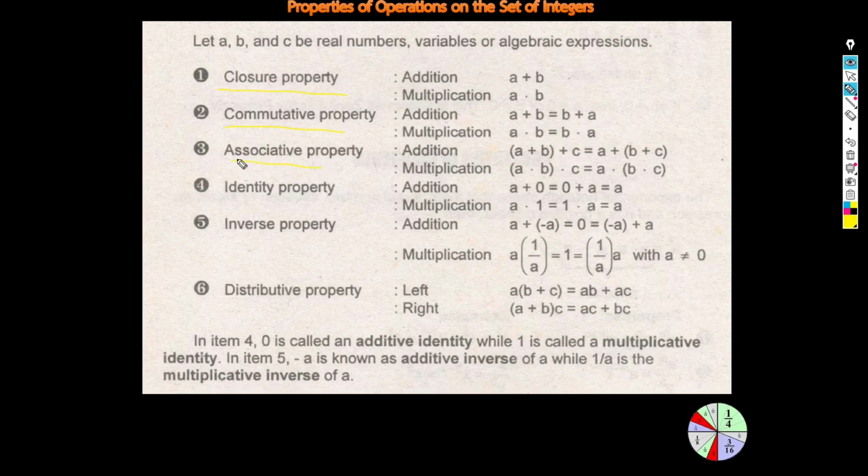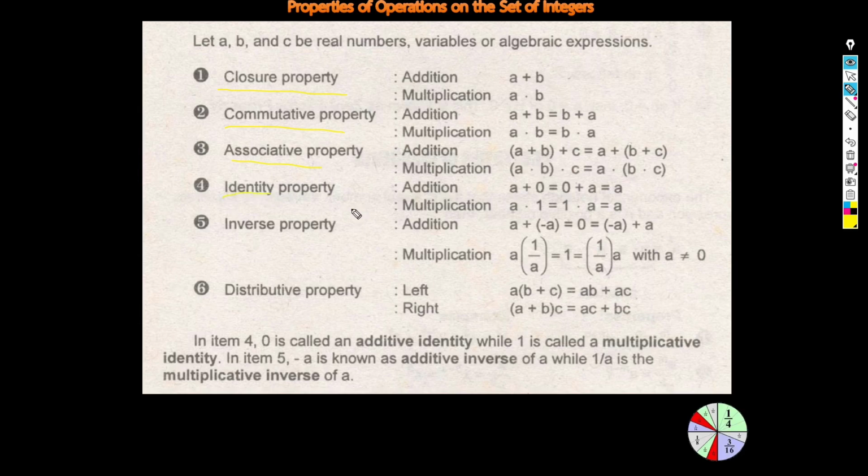Associative property is the order of the grouping of the numbers. So for addition, a plus b you group together first and then add to c, it will give you the same answer as when you group b plus c first and then add to a. Also with multiplication, you group a times b first and then multiply the answer to c. It will give you the same answer if you group b times c first, get the answer, and then multiply to a. Okay, that is associative property.